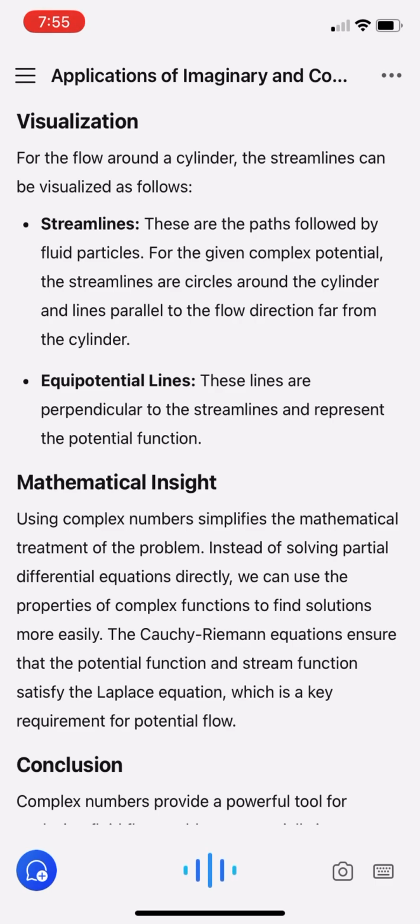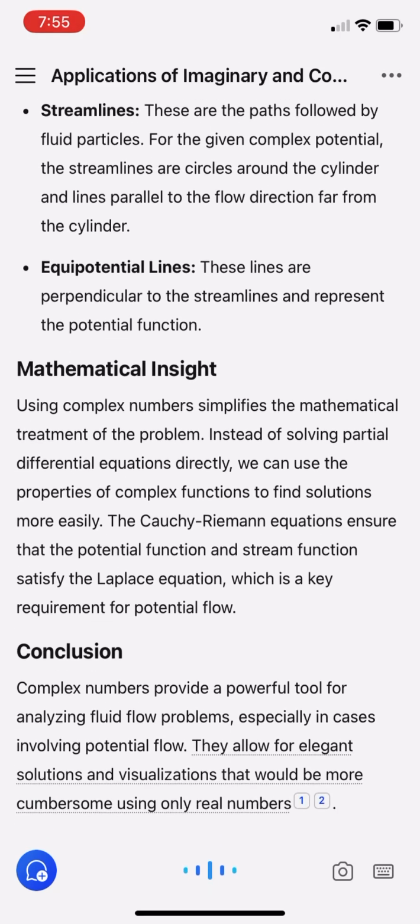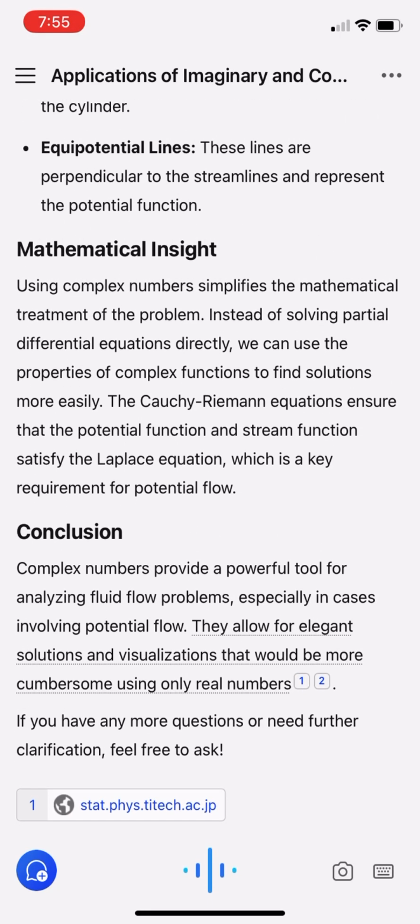Visualization. For the flow around a cylinder, the streamlines can be visualized as follows. Streamlines: these are the paths followed by fluid particles. For the given complex potential, the streamlines are circles around the cylinder and lines parallel to the flow direction far from the cylinder. Equipotential lines: these lines are perpendicular to the streamlines and represent the potential function.